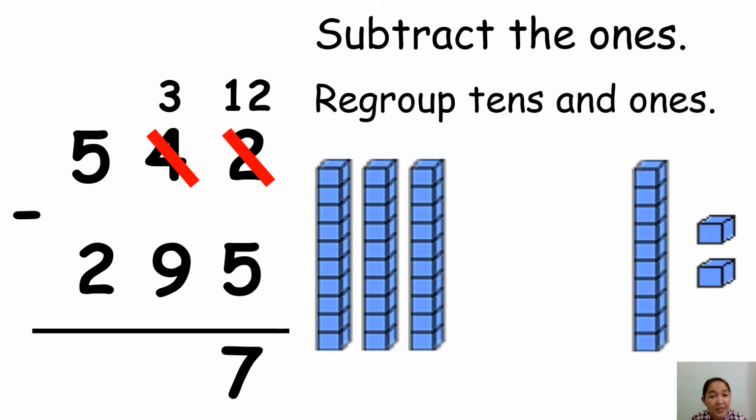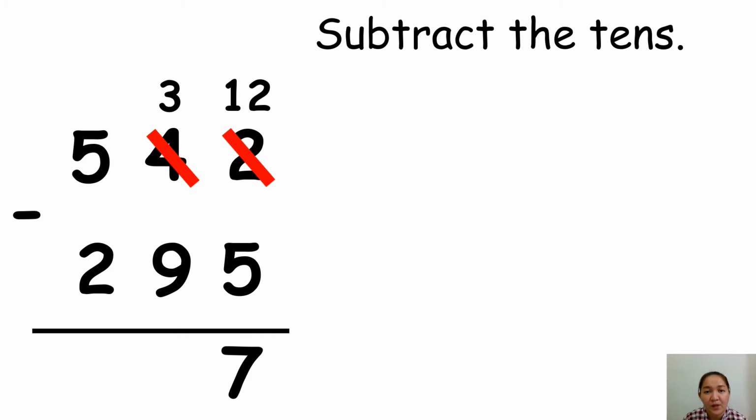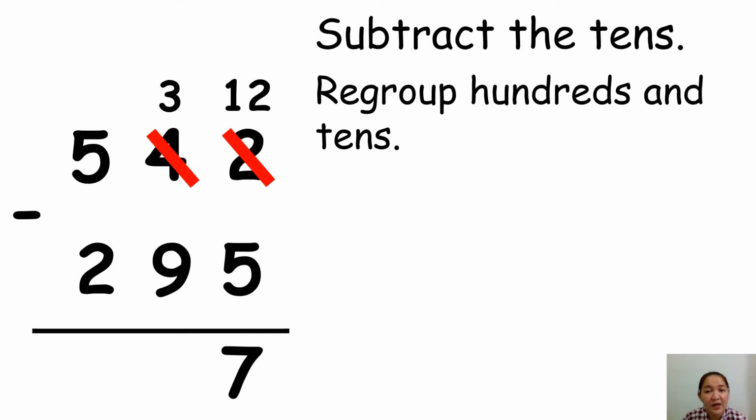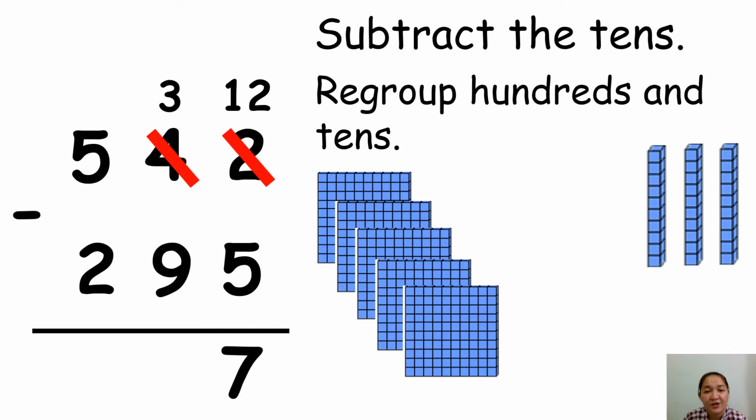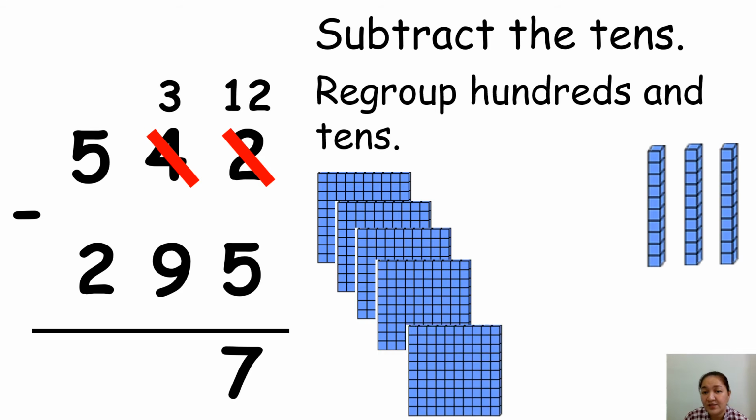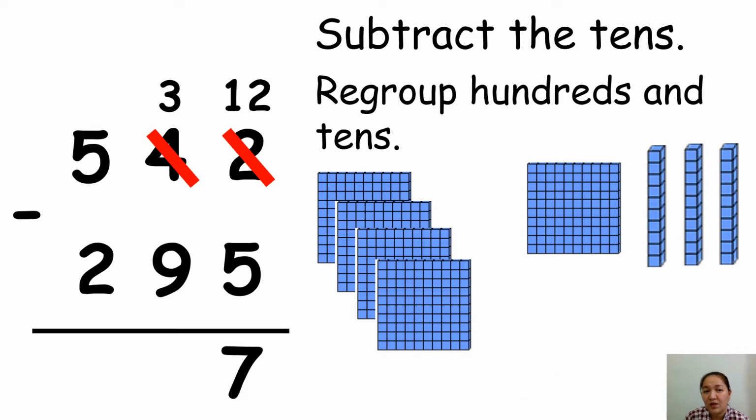3 minus 9 cannot be because we cannot take away 9 tenths from 3 tenths. So what are we going to do? Regroup hundreds and tens. Now we're going to borrow 100 and add it up to our 3 tenths. So we'll have 13 tenths and 5 will become 4 hundredths.